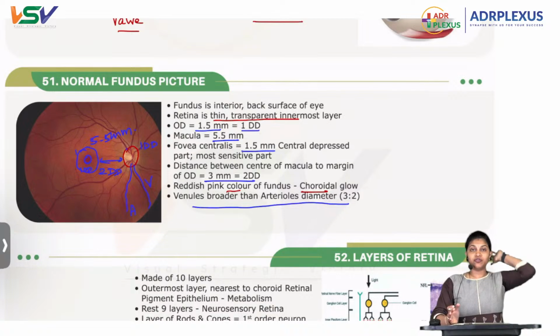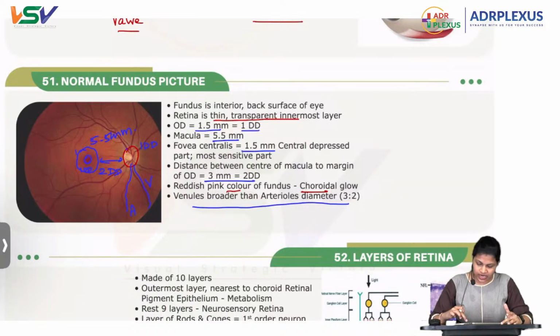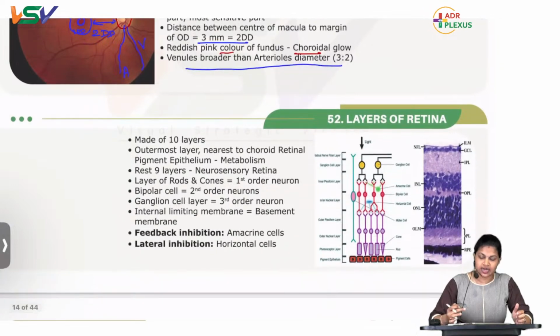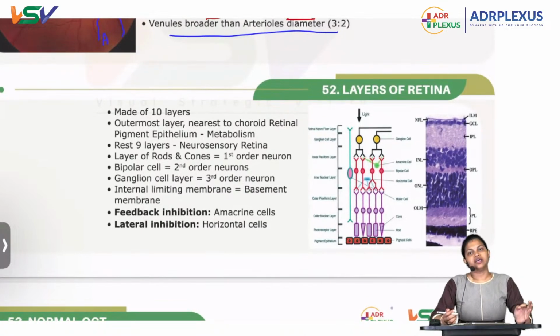Before, we saw the anterior segment photos to diagnose anterior segment pathology. Now, when something like this comes up, you should imagine a retinal pathology. Retina is a transparent layer, but it has 10 layers. So, 52 is the layers of the retina. Okay, so we know that it has 10 layers.